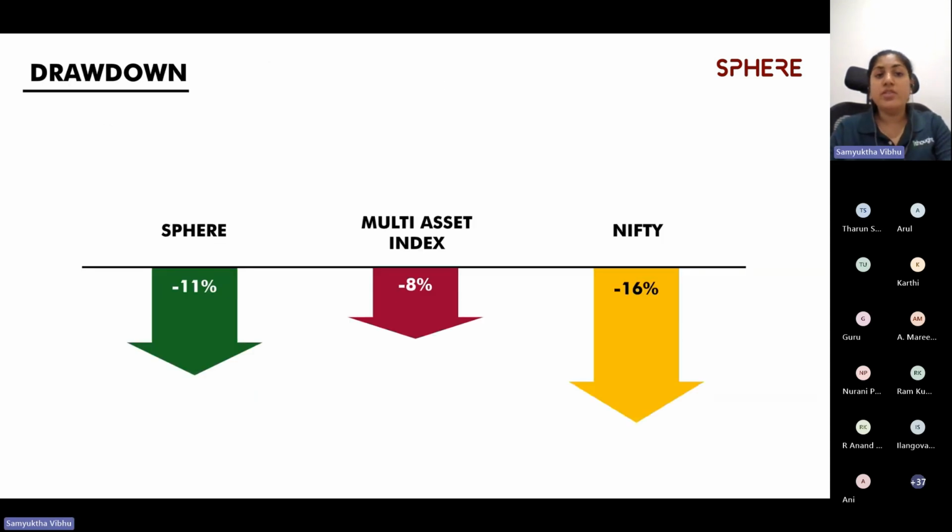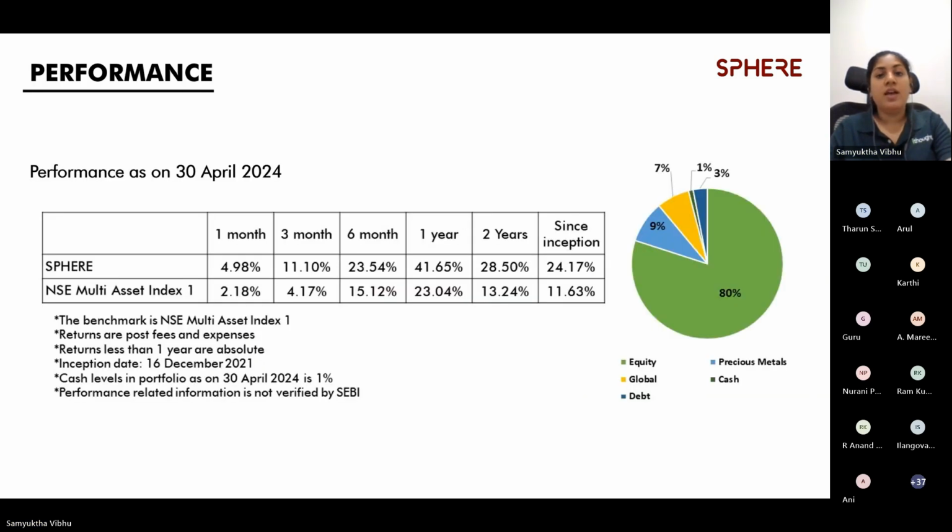So when we look at drawdowns, which is basically a measure of underperformance or negative performance, you will see that we're somewhere between the multi-asset index that we're benchmarked against and the Nifty, closer to the multi-asset index, primarily because we want to manage that risk for an investor really well. And this is our performance data from April. So you can again see that our 2-year performance has been pretty good.